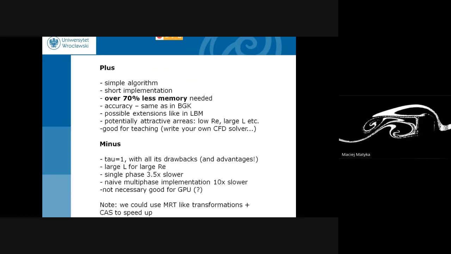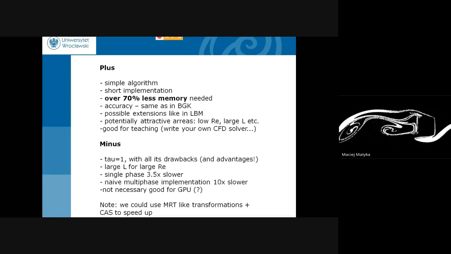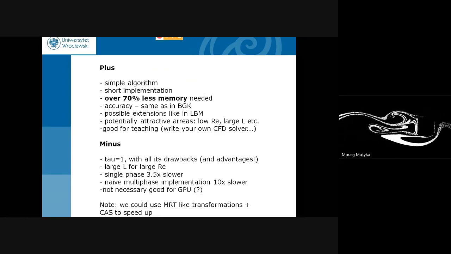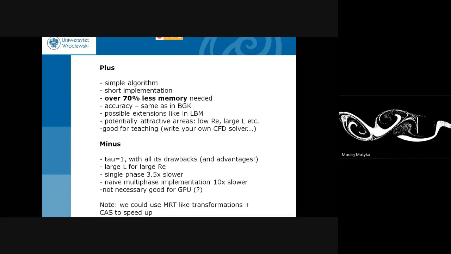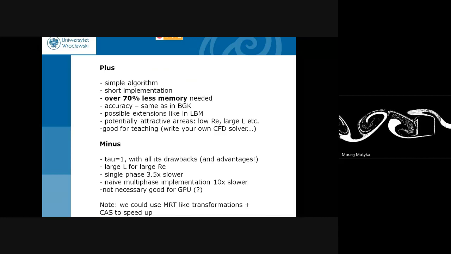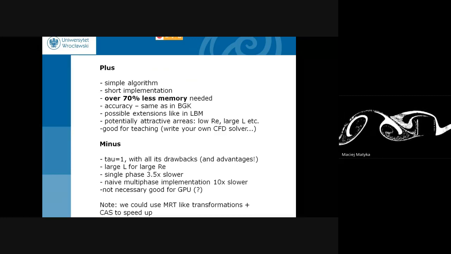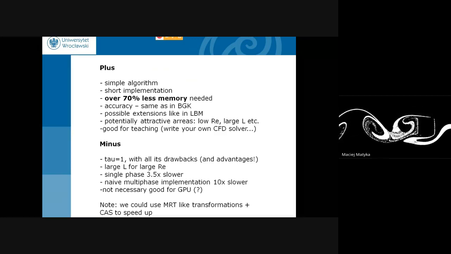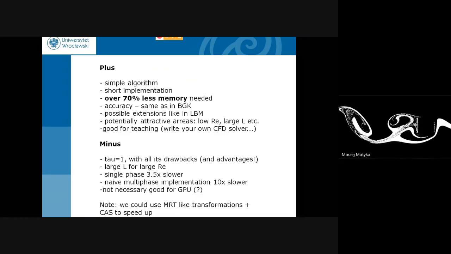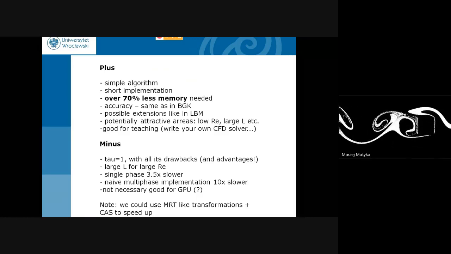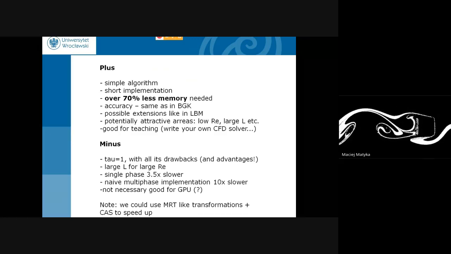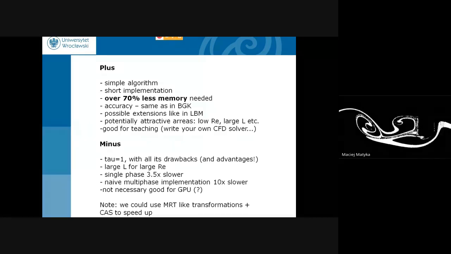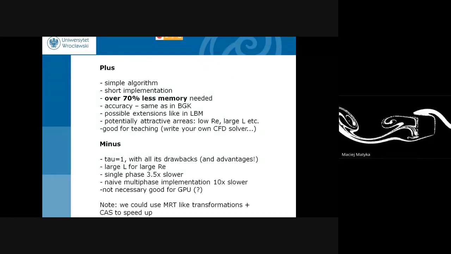So basically, to sum up, it's a simple algorithm, short in implementation, and you get over 70% less memory. Its accuracy is similar to BGK. All extensions are possible, like in normal LBM. Possible attractive areas are low Reynolds number and large lattice sizes, and I think it's good for teaching and maybe for something else. But basically, if one wants to write his own CFD solver, maybe that's a good start.